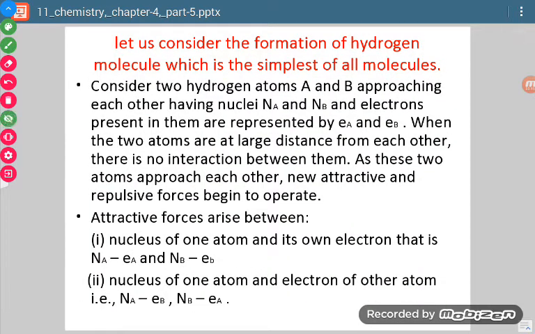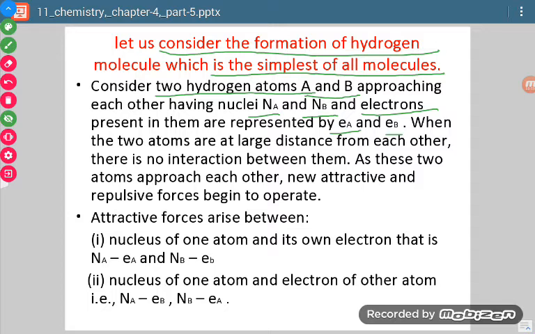Now let us consider the formation of the hydrogen molecule, which is the simplest of all molecules. With the hydrogen molecule we are going to discuss how the process goes on in valence bond theory. Consider two hydrogen atoms A and B approaching each other. Na and Nb represent their nuclei, and the electrons are represented by Ea and Eb. Na is the nucleus of atom A and Ea is the electron present in that atom. Similarly, Eb is the electron present in atom B and Nb is its nucleus.